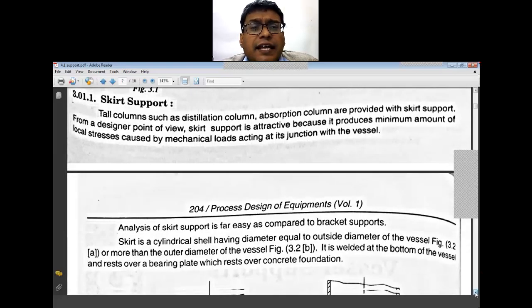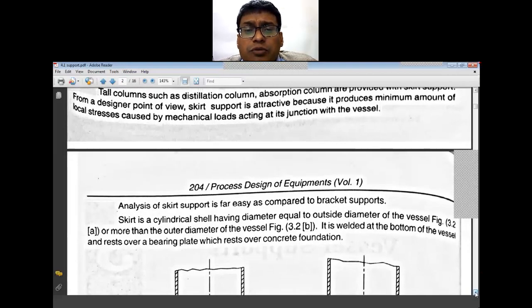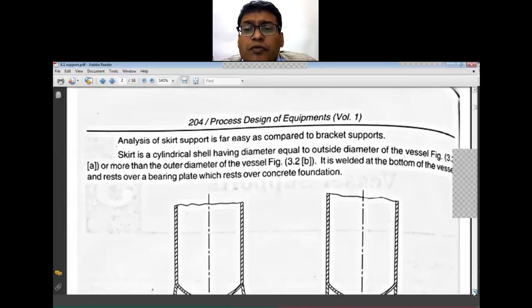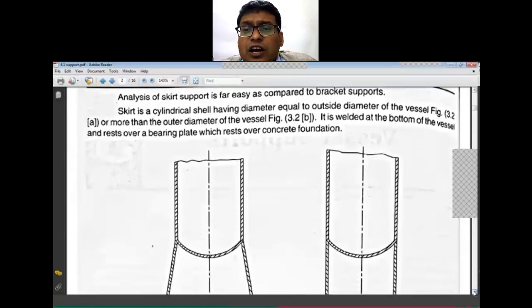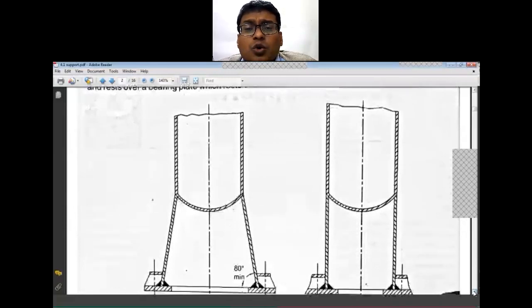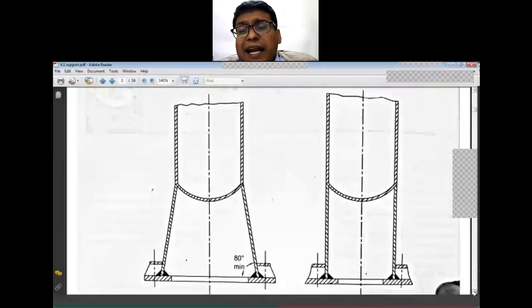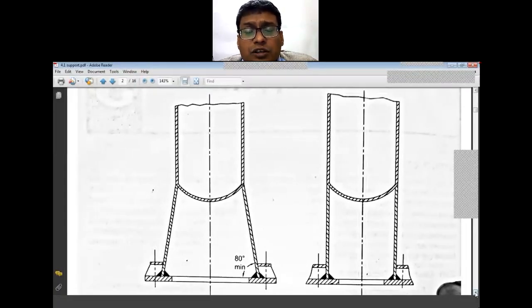Now coming to the design of the skirt support. Generally distillation columns, absorption columns, and extraction columns are tall vessels, where the diameter of the vessel is say 1 to 2 meters, and the height can go up to 20 meters, 30 meters, or 50 meters. Sometimes it can go to 100 meters also. That depends on diameter and the product requirement. So generally you can say 20 to 50 meters is a very tall height, and there you are going to use the skirt support.